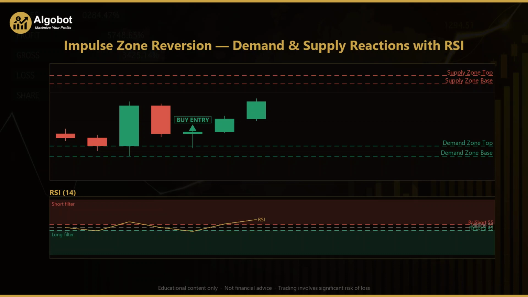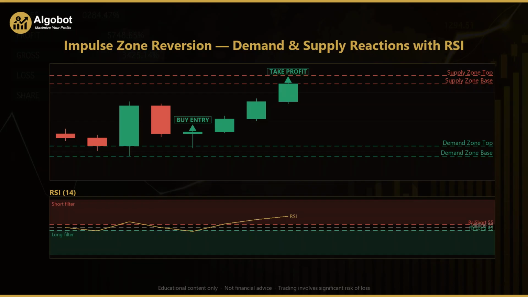That bar reaches into the zone, but it closes back up above the zone's base. It closes higher than it opened. And crucially, look at the RSI. It has dropped to 43, at or below the RsiLong level of 45. Every condition agrees, and the buy entry marker prints.